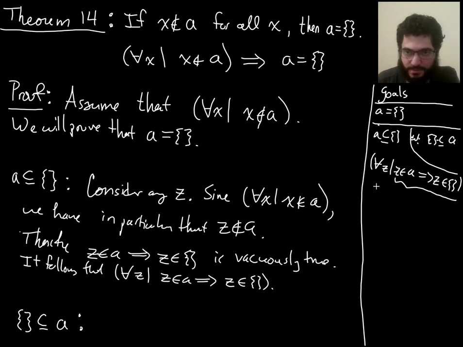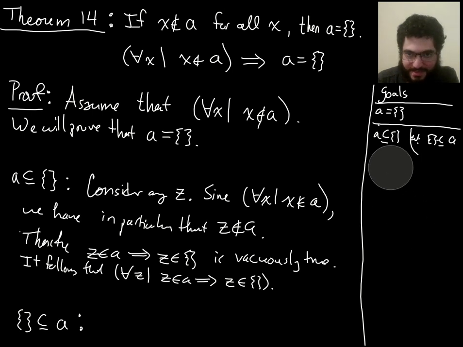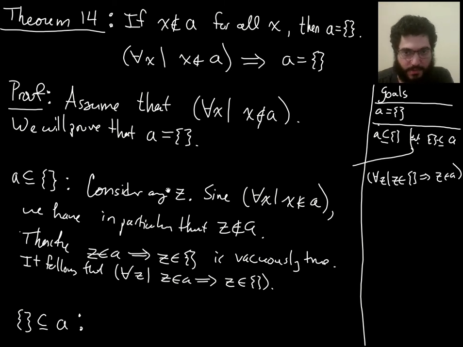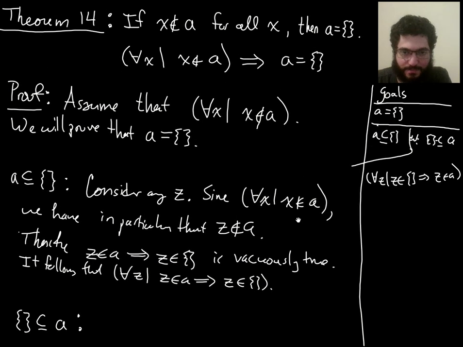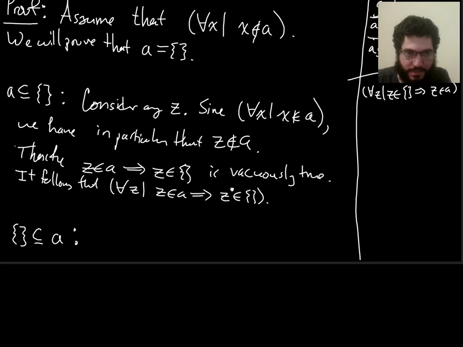All right, so let me get rid of this. I'm done with that goal, so that has served its purpose. Now let me section that part off and focus on this goal instead. This goal, empty set subset A, I need to prove that for all z, z in empty set implies z in A. And I think I can use a similar strategy, except I will not make use of this.